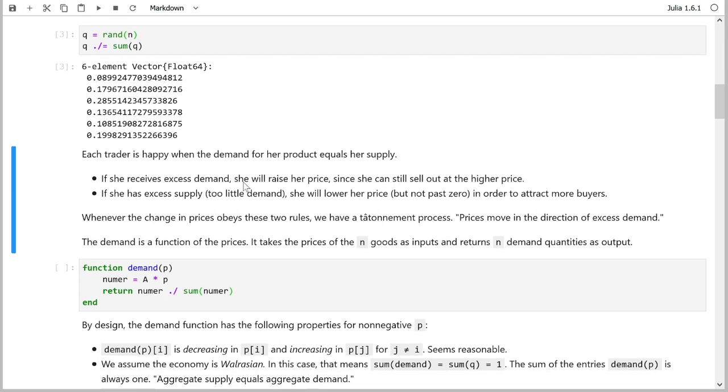Any price update rule that obeys these two rules is called a tâtonnement process. So the definition of a tâtonnement process is any sort of dynamic price update scenario in which prices move in the direction of excess demand.